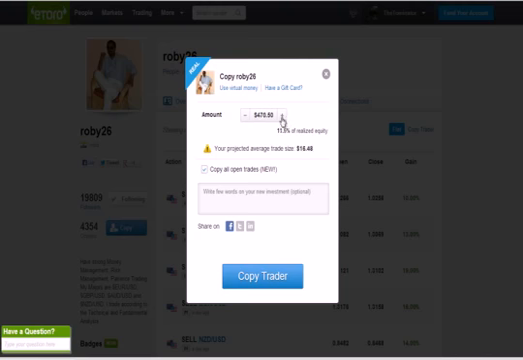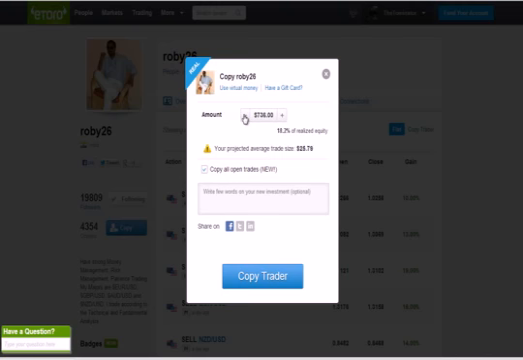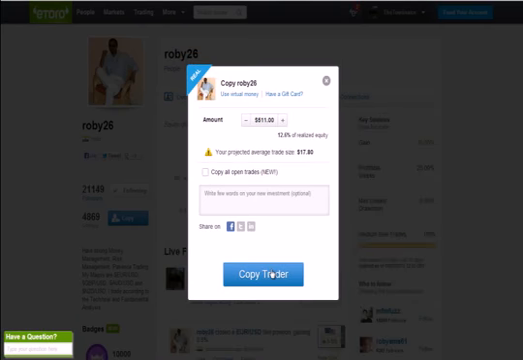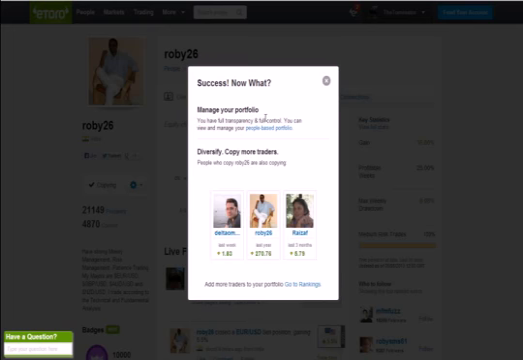It's important to note that eToro doesn't allow more than 20% of your equity to be copied into one single trader. And that is because we push you to diversify. We don't want you to put all your eggs in one basket. We also have the copy all open trades. The box is initially checked, but by unchecking it, all the future trades will be opened and not the existing ones. That is your decision to make. Now, all that's left to do is click on Copy Trader, and that's it. Success. Manage your portfolio. You have full transparency and full control.